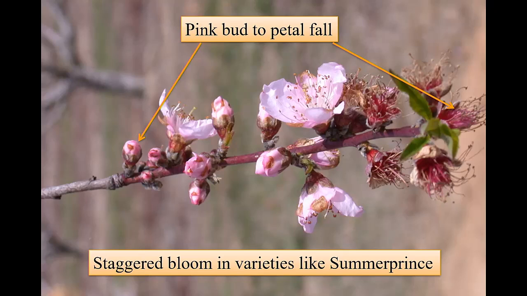Summer Prince, the problem I had with it is you can see the staggered bloom on one shoot of a Summer Prince. So you'd almost have to bloom thin it twice if you're going to use chemicals, because it has a long, drawn-out bloom and also has high density flower buds.